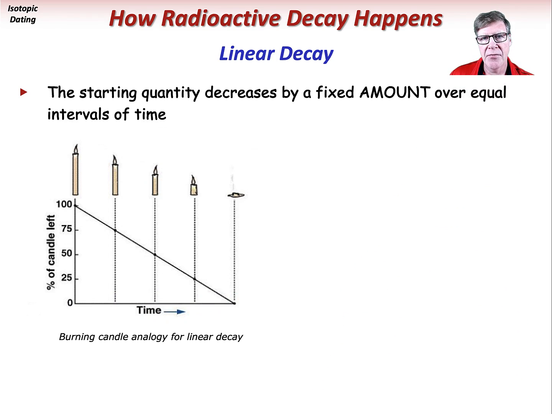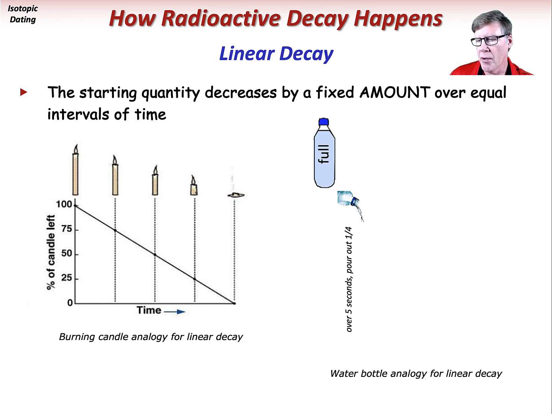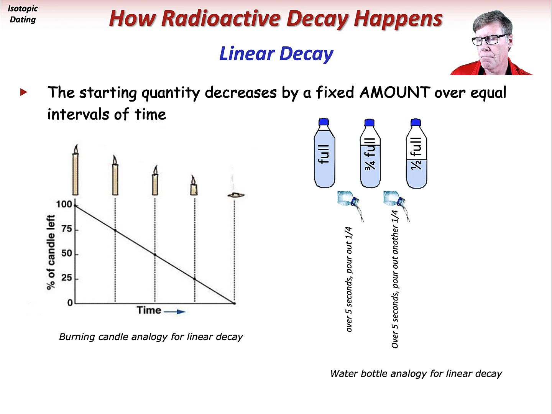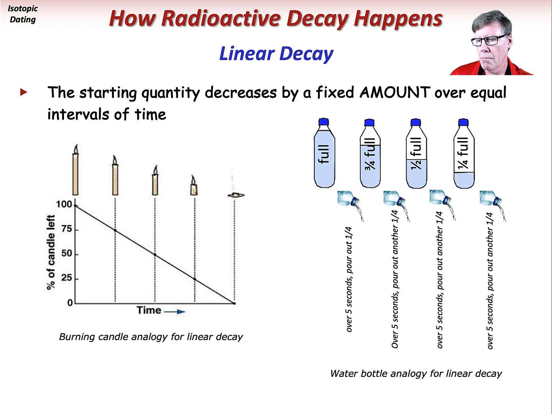Another analogy is if we start with a full bottle of water and regularly pour out the same amount for every equal period of time, in this case, every 5 seconds. We will quickly have an empty bottle of water after about 20 seconds. These are both examples of linear decay.